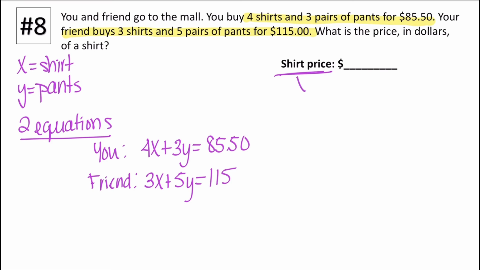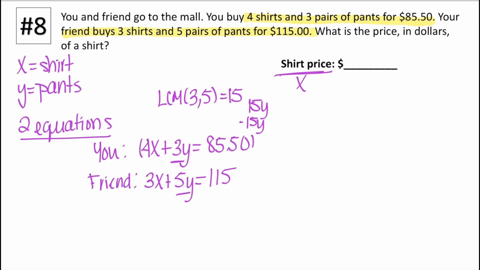It wants us to find x. So what we can do in this equation is eliminate y. Let's look at the y terms. We have a 3y and a 5y. The LCM of 3 and 5 is 15. So if I could turn this into a 15y and a negative 15y, I could work out this problem.